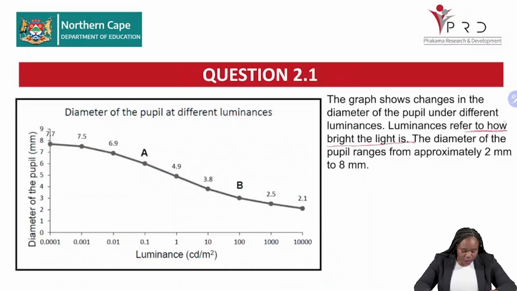So if we have a look at the graph that we have been given here, we have our luminescence on the x-axis and the diameter of the pupil on the y-axis. This essentially tells us that the luminescence controls the diameter of the eye, meaning that as the luminescence changes, it then causes changes in the diameter of the pupil, right?